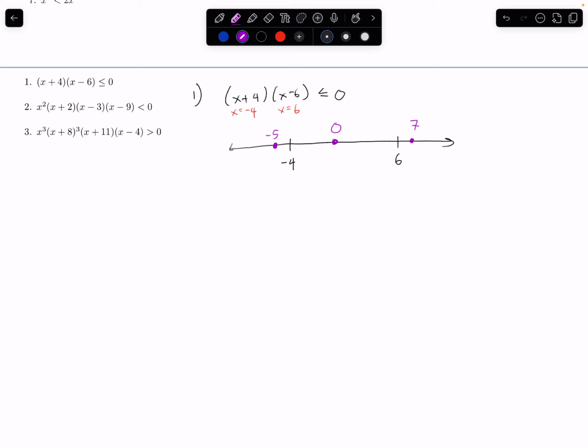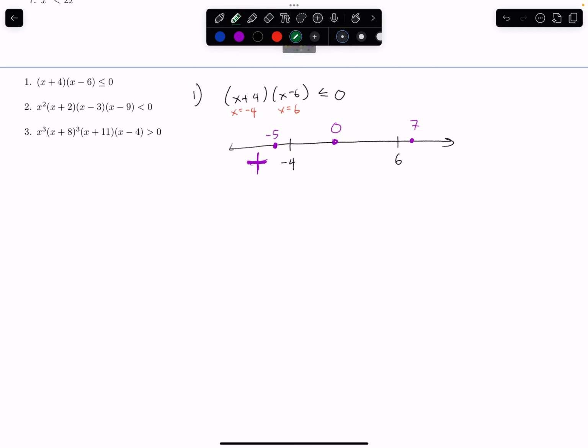So let's look at negative 5 here. If I plug in negative 5 over here, negative 5 is more powerful than the 4, so that's going to turn this part negative. If I put negative 5 here, negative 5 minus 6, that's also going to be negative. So overall, that tells me to the left, a negative times a negative is a positive. Okay, so that's the first position.